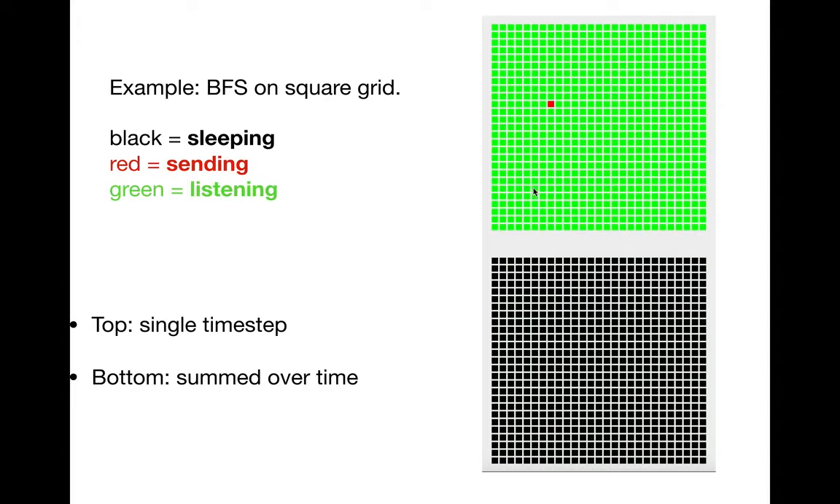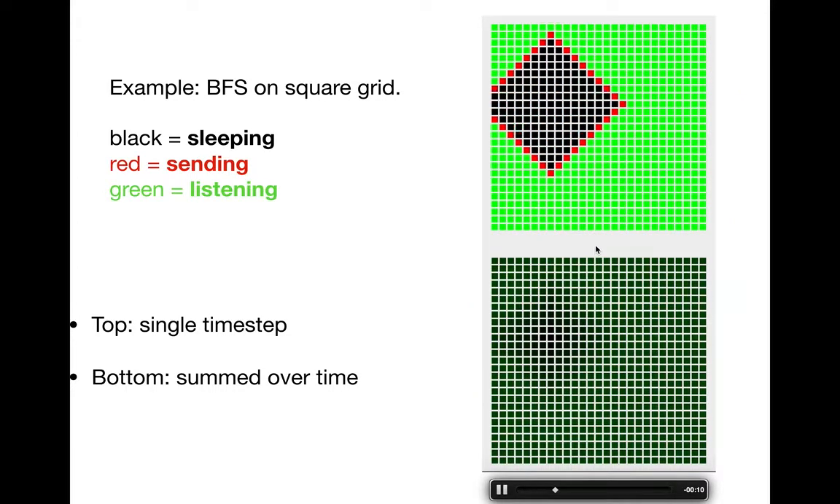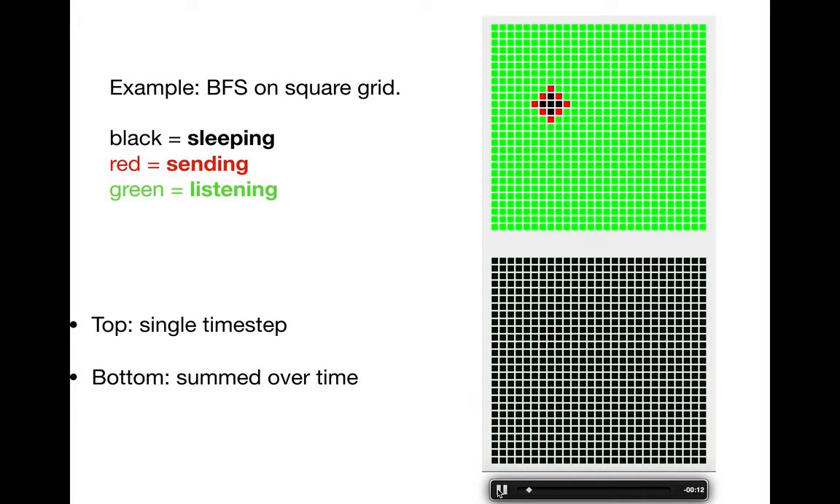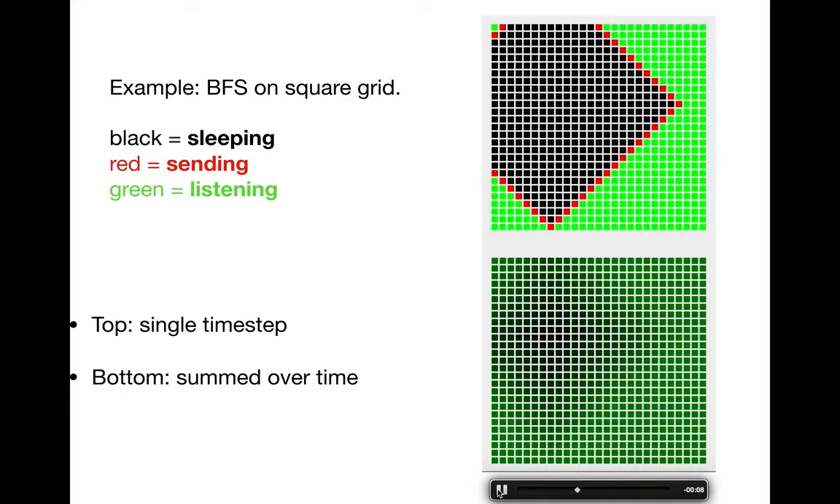So what you'll see as we run it is the frontier advancing across the graph. And the nodes go to sleep after the frontier passes them, and they listen until the frontier reaches them. Now, at the top, we had the animation of the BFS one time step at a time.